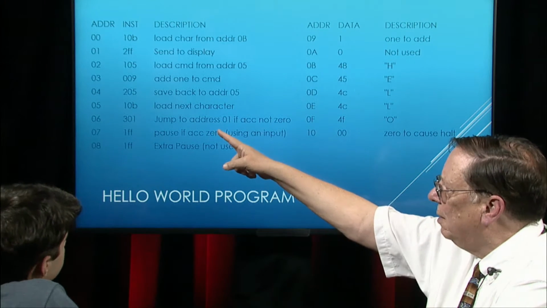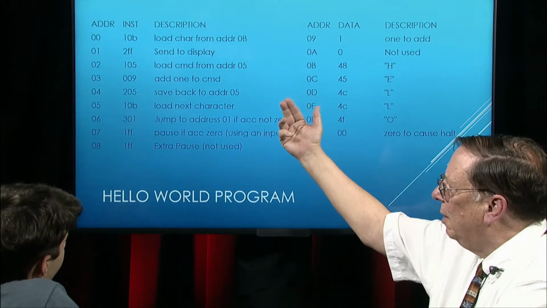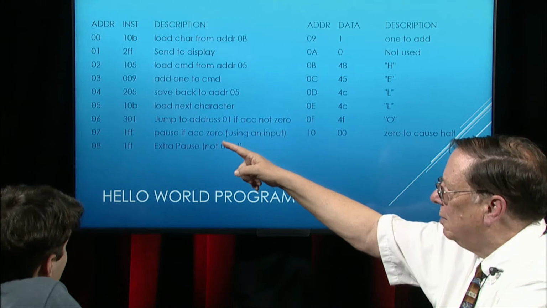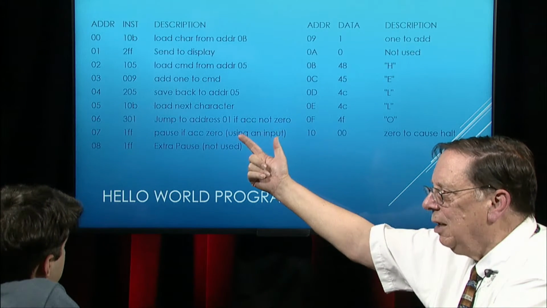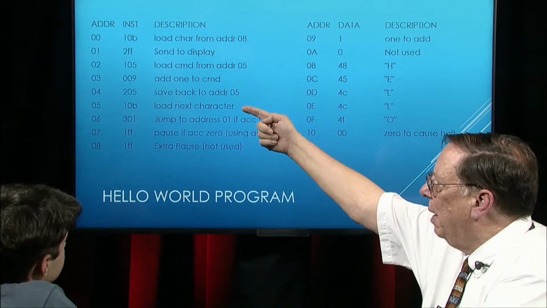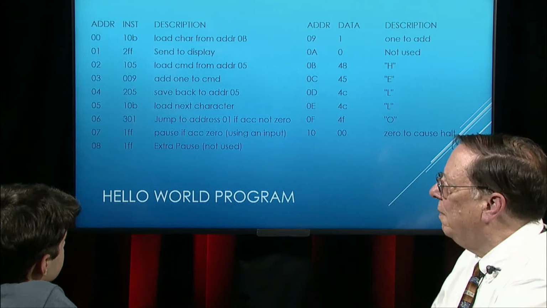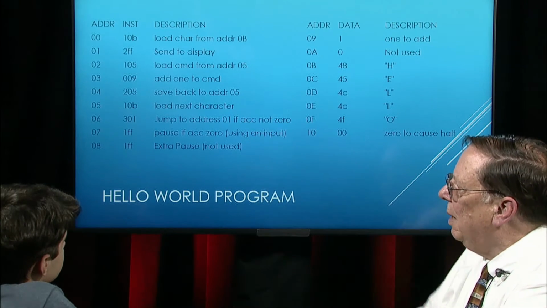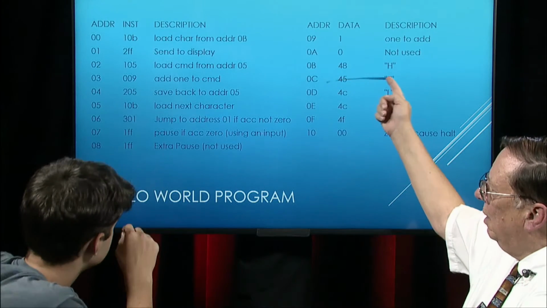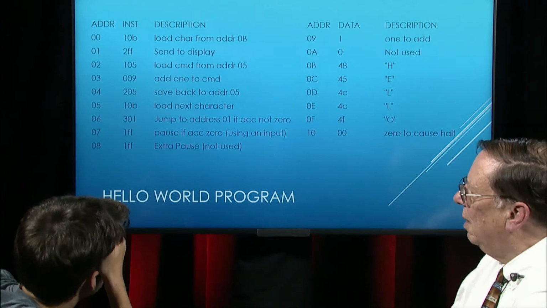So we load that load command into the accumulator. We add 1 to it. So now it's going to say 10C. So we'll load from memory location C. We save that back into memory location 5. And now we run that command. So that command will get the character at C and send it to the display.